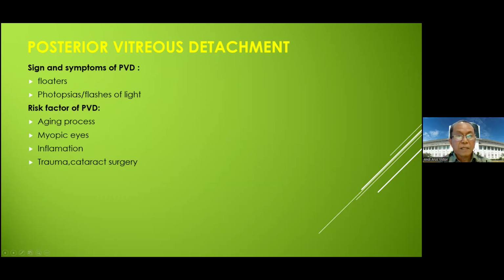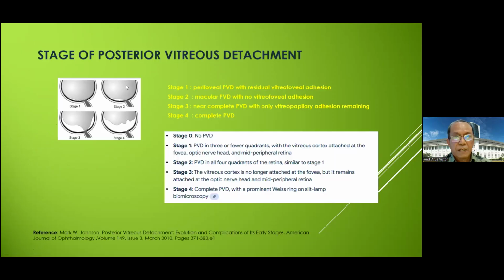These are the stages of posterior vitreous detachment. Stage 1, peripheral PVD with residual vitreofoveal adhesion. Stage 2, macular PVD with no vitreofoveal adhesion. Stage 3, near complete PVD with only vitreopapillary adhesion remaining. And stage 4, complete PVD.